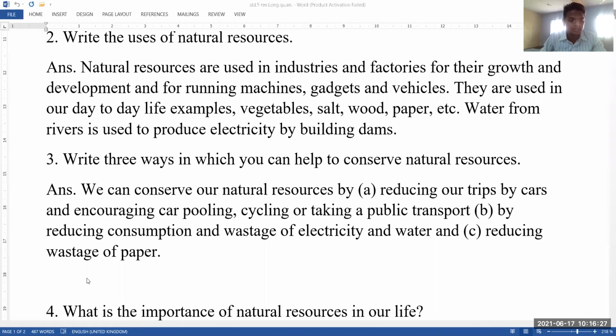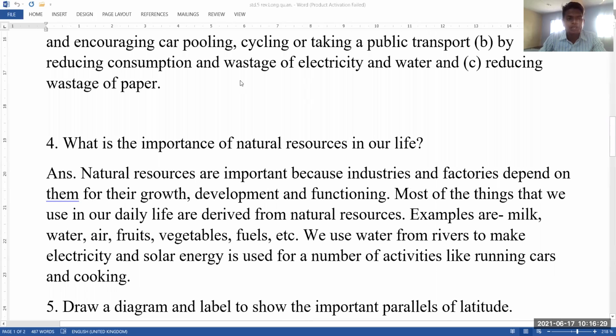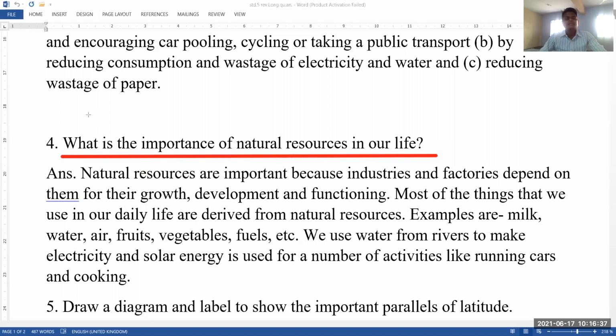Next question. What is the importance of natural resources? Natural resources are important because industries and factories depend on them for their growth, as we have discussed. Growth, development and functioning.